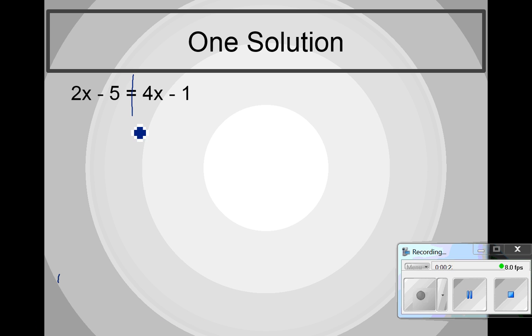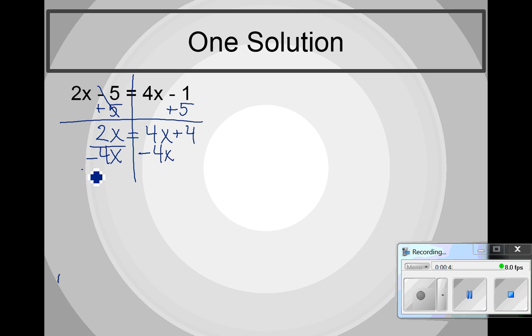To start with, we're going to draw a line down the equal sign. And we can add 5 to both sides. So 2x equals 4x, and if you made a t-chart, that would be positive 4. Then you would subtract 4x from both sides. And if you made a t-chart, this would be negative 2x equals 4. Divide both sides by negative 2. So x equals negative 2. So that is our solution.